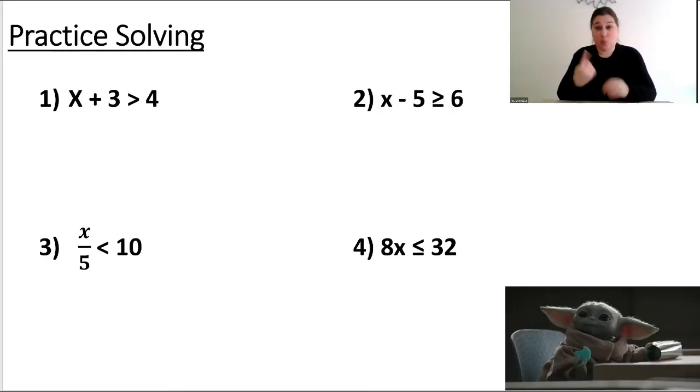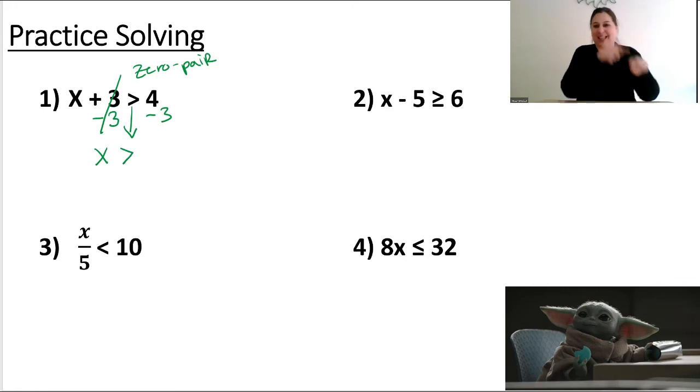All right. For the first one, we solve it just like how we would solve one-step equations. This is a plus 3. So I'm going to do the inverse, minus 3 on both sides. This creates a 0 pair, which means that they're opposites and cancel. That's all it means. So x, bring down the same symbol, is greater than 1.